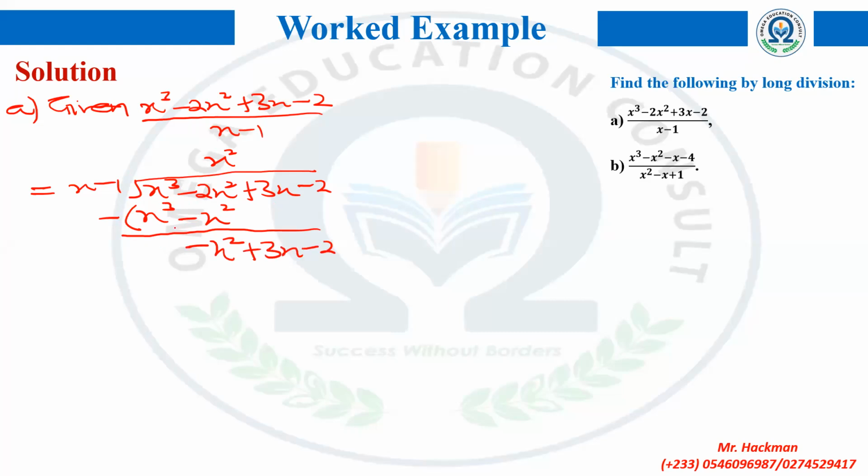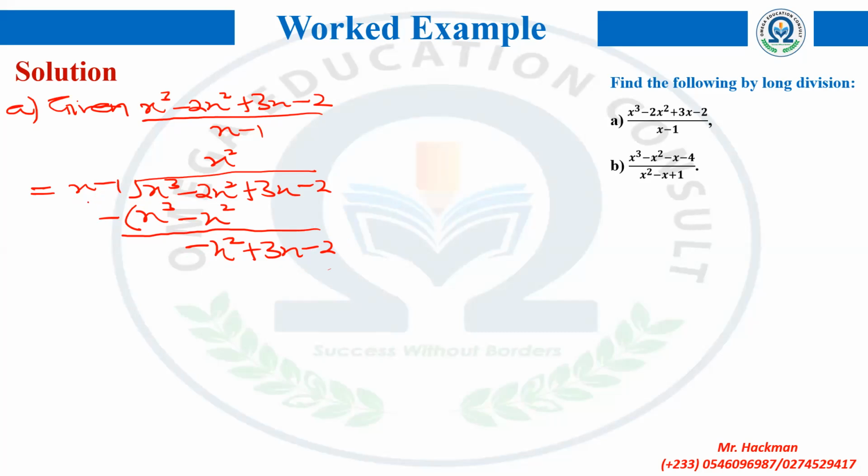Then you start the process again. Here you can't end because the degree of your new dividend is greater than this. It's not less than what you have here. If it's less than, then we will stop. Immediately it's greater than or equal to, we cannot stop. So we have to start the process again.